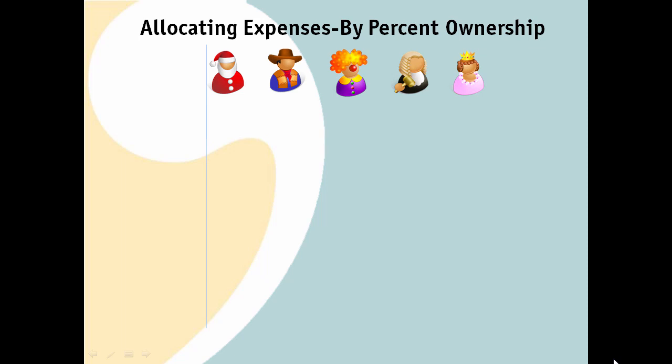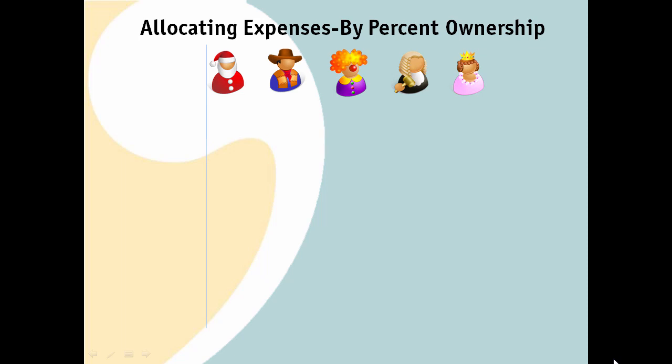Percentage of ownership is tracked by the number of units each person owns. Expenses are allocated as they occur, based on each member's percent ownership when they occur. Percent ownership in your club may change every time payments or withdrawals are recorded.